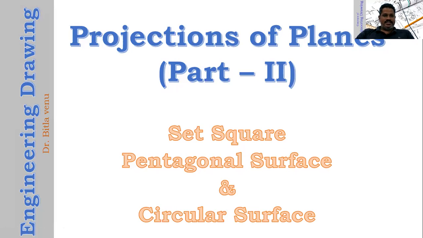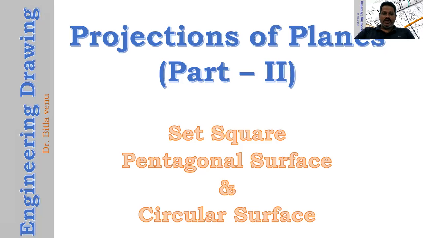In my today's session, I would like to discuss the examples on projections of the planes. In continuation to my previous session, in this session, I'm going to discuss the problems on projections of the planes, examples on the set square. One of the planes is a set square. The second example is a pentagonal surface, and the third example is a circular surface.